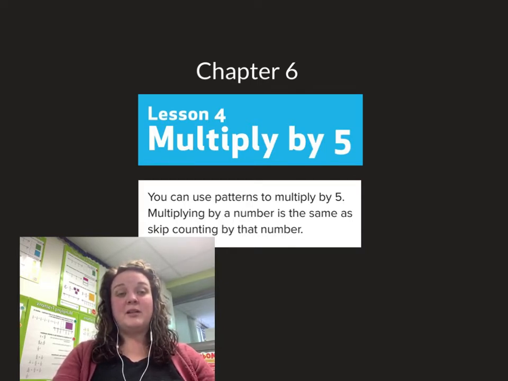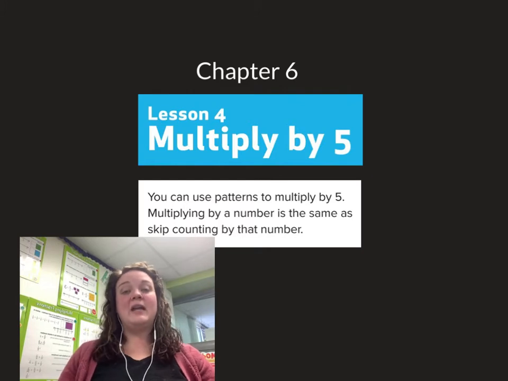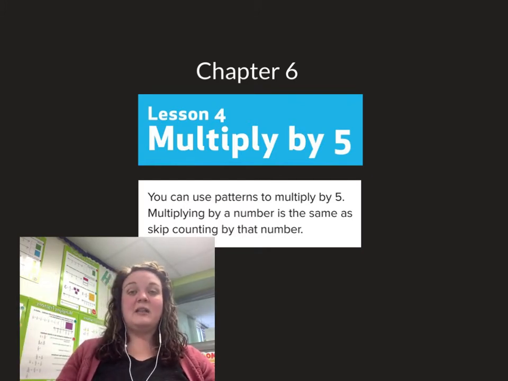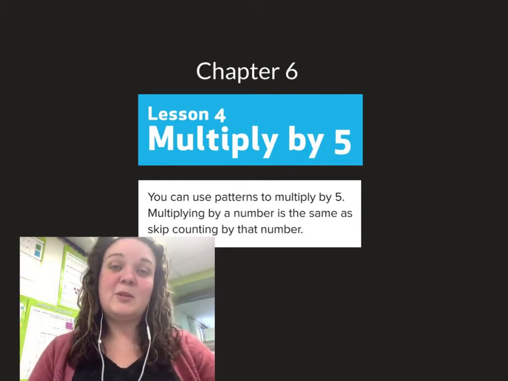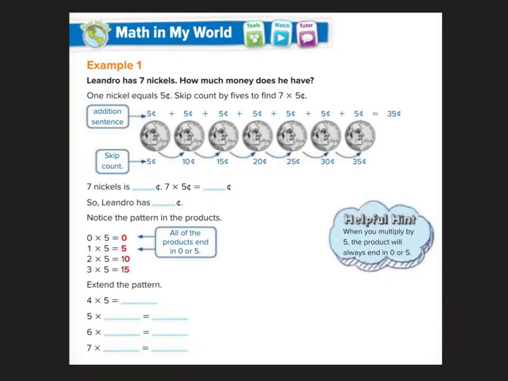Multiplying by a number is the same as skip counting. And we've already learned about skip counting fives: 5, 10, 15, 20, 25, 30. So fives are a lovely number to practice multiplying with using skip counting. So let's get started. All right, let's take a look at example 1.